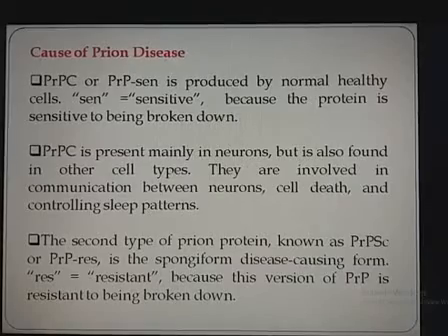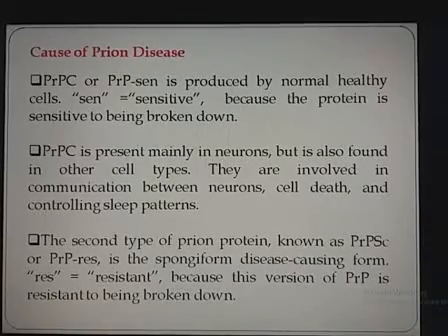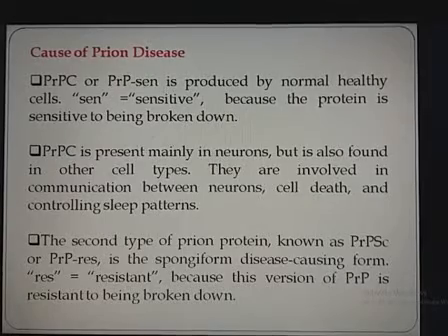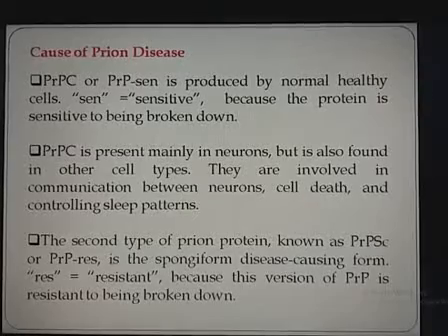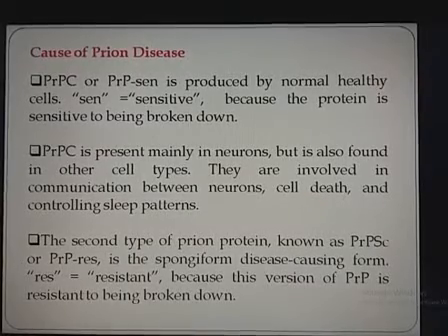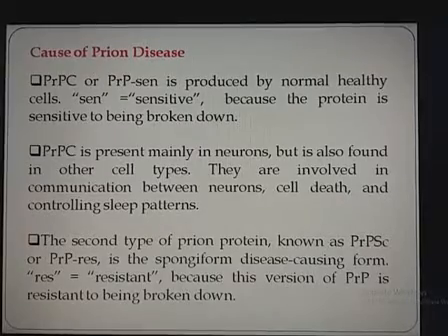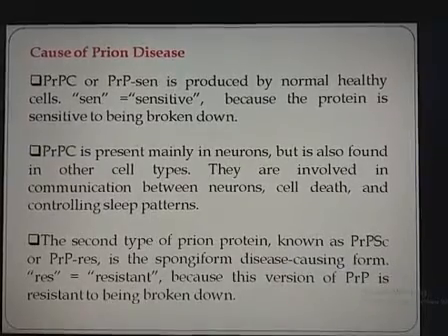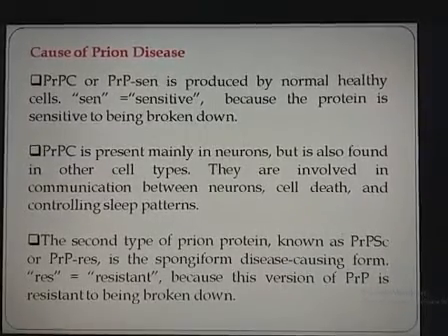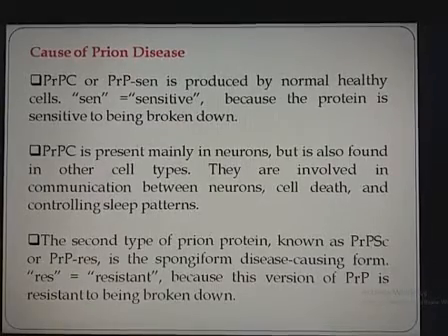But the second type, the abnormal form, PrPSc or PrP-res, where res means resistant, because it is very much resistant to being broken down by enzymes. This abnormal protein is responsible for a particular disease known as spongiform disease, which is found in the brain, and this form is very much resistant to being broken down. That is why it is known as PrP-resistant or PrP abnormal or PrP scrapie protein.